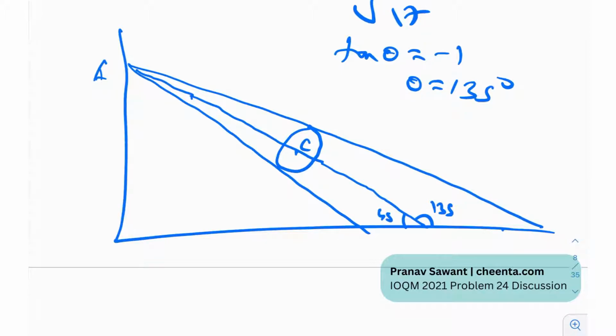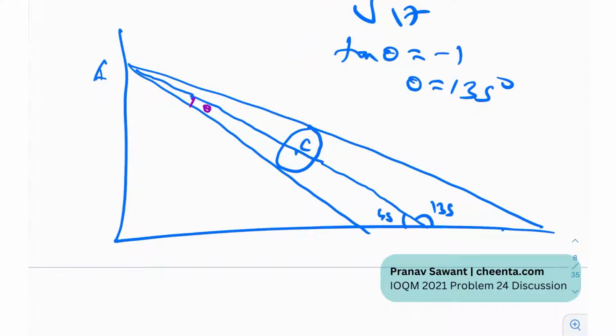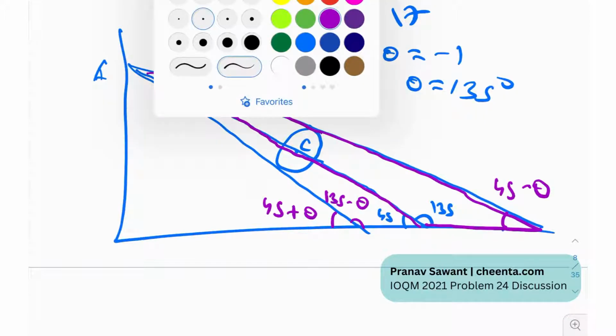Here is where the angle chasing point comes in. This is theta. Now, how much is this? 135 minus theta, using the angle sum property for a triangle. How much is this? This will be 45 plus theta. Similarly, now if you look at this triangle, this entire thing over here, if I consider now this triangle, this is theta, this is 135. How much will this be? 45 minus theta.